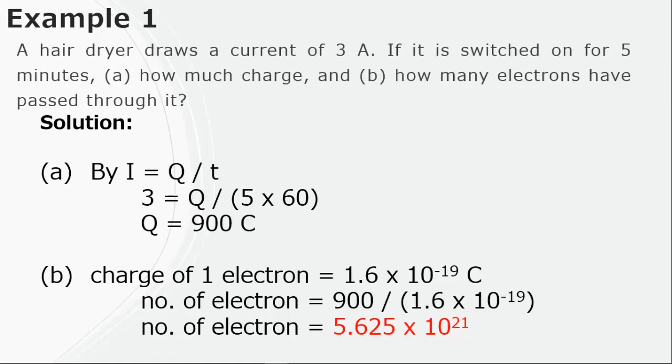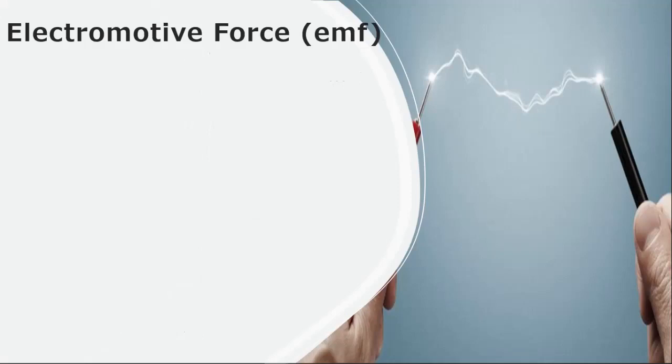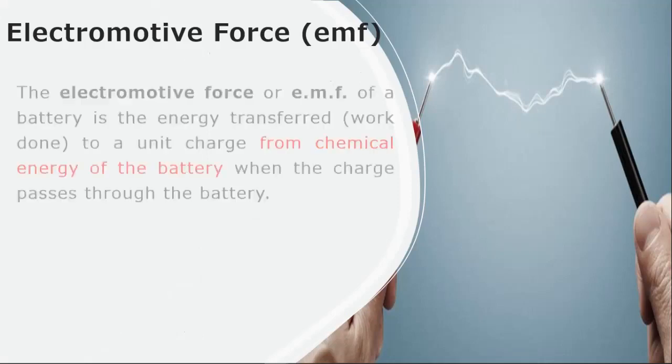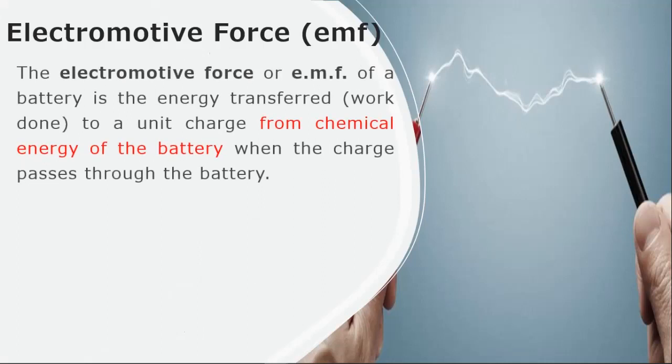Moving on, the electromotive force, on the other hand, or EMF, of a battery is the energy transferred or work done to a unit charge from chemical energy of the battery when the charge passes through the battery. The electromotive force is the one that will push the electric charges to flow in a circuit. So this will happen when the chemical energy from the battery transforms into electrical energy.